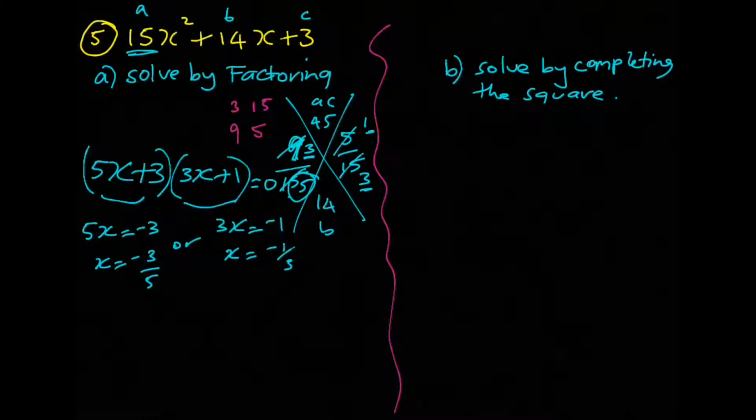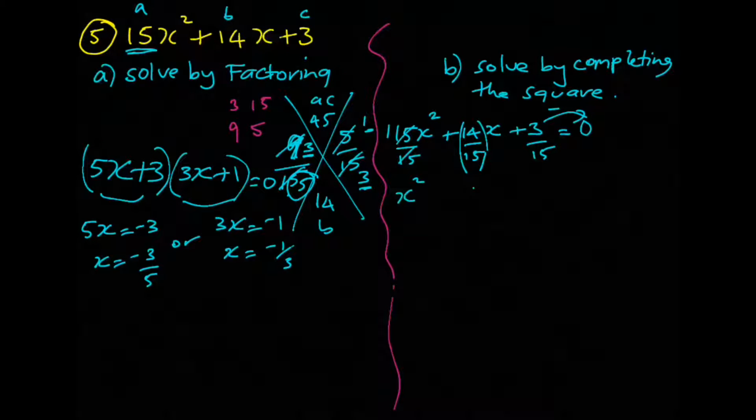Now we're going to solve by completing the square. So what we do is 15x squared plus 14x plus 3. Now we need to divide everything by 15 equals 0. So we've got x squared plus 14 on 15x. Now let's add half of this value squared, so plus 7 on 15 squared. And let's say that equals 7 on 15 because we want them to cancel out.